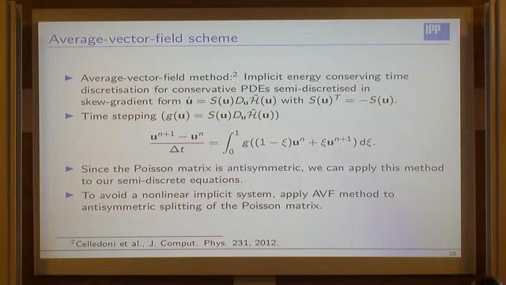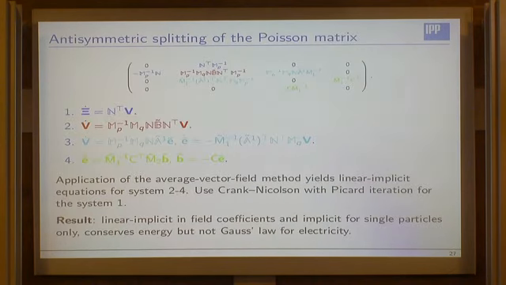We designed something based on the average vector field method. Since we didn't want to apply this to the whole system, because again, this would be heavily nonlinear, what we do instead is to say we split the Poisson matrix. And what is important, of course, to be able to apply the average vector field method is you need to have an antisymmetric matrix. So the splitting has to be antisymmetric. You see here, this is the maximum splitting that you can do. So you keep this antisymmetry, and you can split it in 4 parts. And then for each of the parts, you can use an average vector field method to discretize.